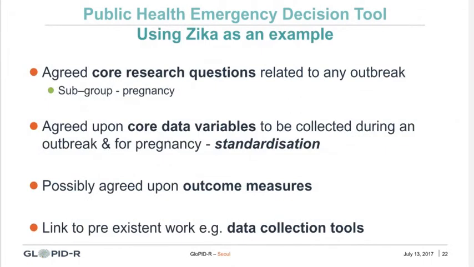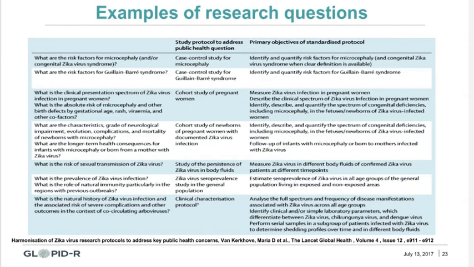And using Zika as an example, what we're doing here is having agreed core research questions related to any outbreak. For example, you might also have a subgroup within the outbreak. For Zika, you would have a pregnancy subgroup. What are the core data variables to be collected during that outbreak? And for example, for pregnancy, what is the standardization that needs to be possibly agreed upon for outcome measures? This can be picked up and linked to pre-existing work, i.e. data collection tools. And this is an example of some of the types of research questions that you could pull out from a Zika outbreak and also some of the primary objectives of the standardized protocol.